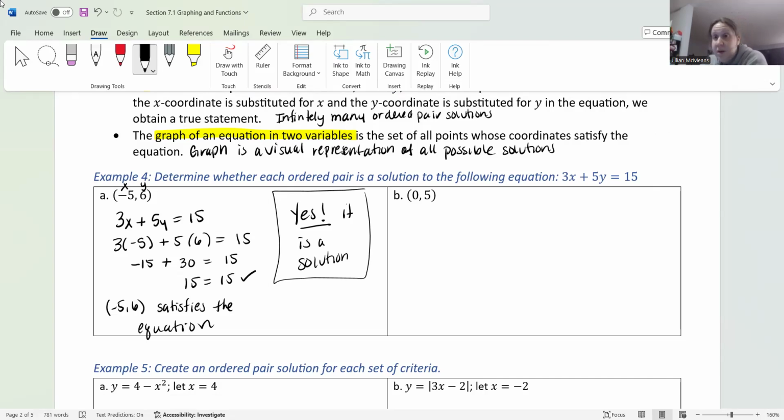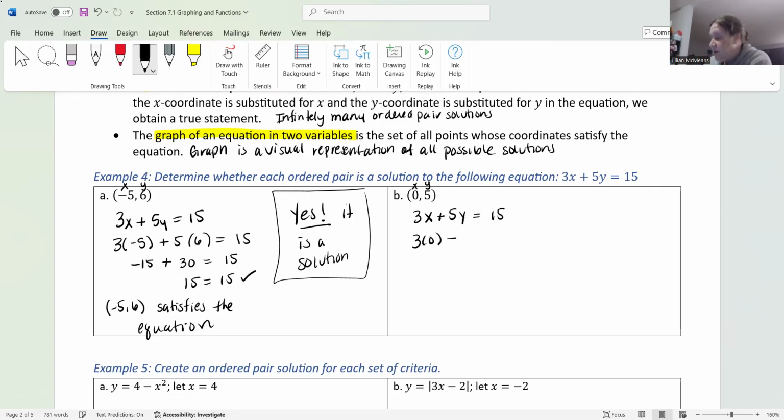All right, now let's repeat the process. We have the same equation, but this time we want to check to see if the ordered pair (0, 5) is part of the solution set. So we have 3x + 5y = 15. Anywhere we see an x, we want to replace it with a 0. Anywhere we see a y, we want to replace it with a 5.